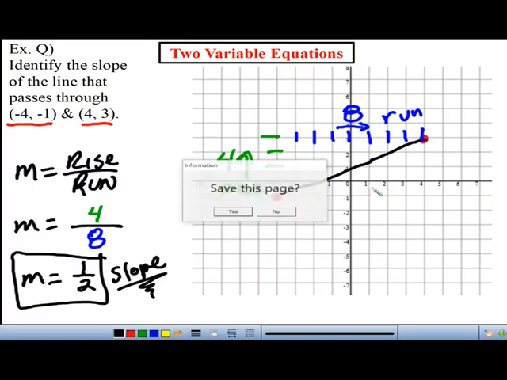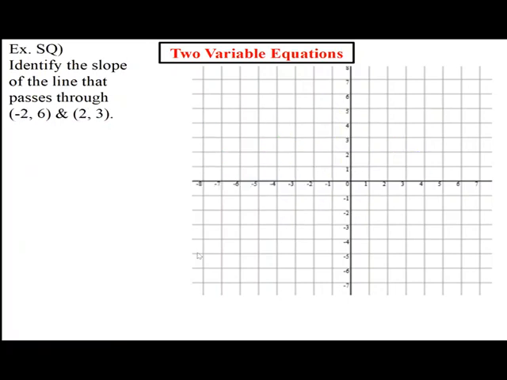Here it goes. Yeah, there it is. You already have the instructions. Just copy the points, -2, 6, and 2, 3. Find me the slope from -2, 6 to 2, 3 of the line passing through those points. I'll give you about 40 seconds.